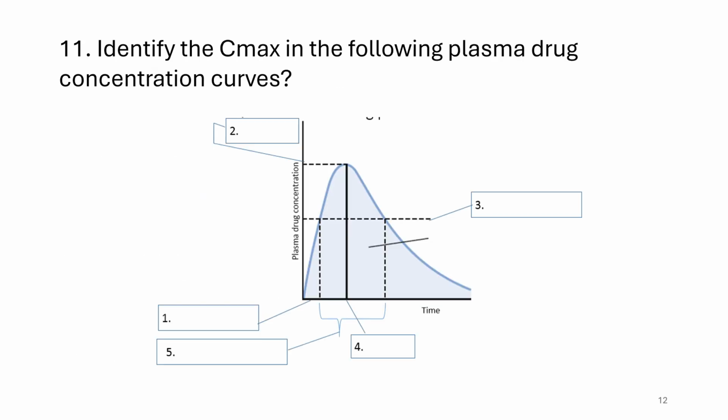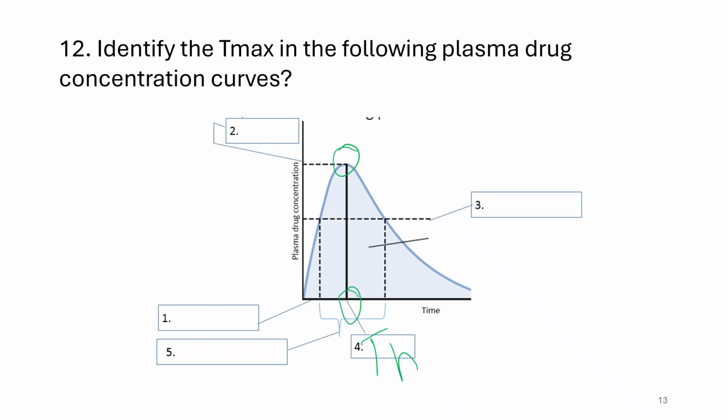Identify the Cmax, the maximum concentration, in the following plasma drug concentration curve. So the x-axis is the time, the y-axis is the plasma drug concentration. The maximum concentration, that is number 2, that is the maximum plasma concentration. Number 2, that is the Cmax. Identify the Tmax, that is the time required to achieve the maximum plasma concentration. So this is Cmax, so number 4 is the Tmax.